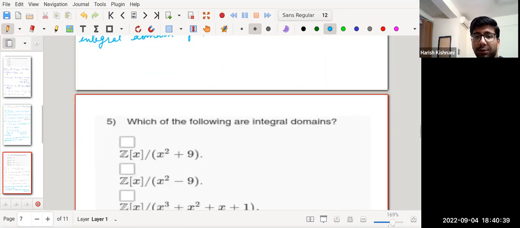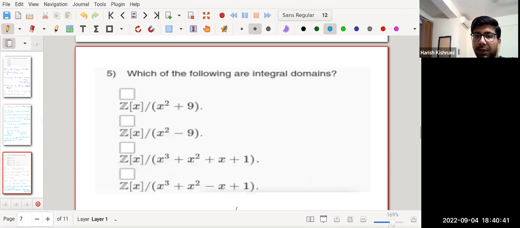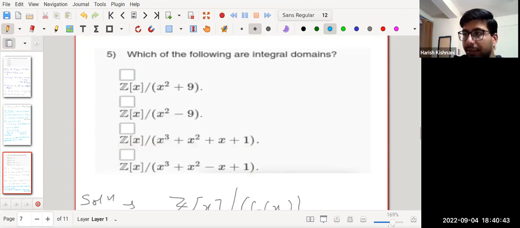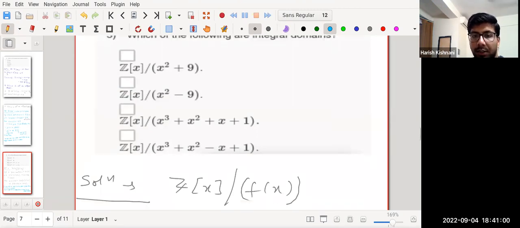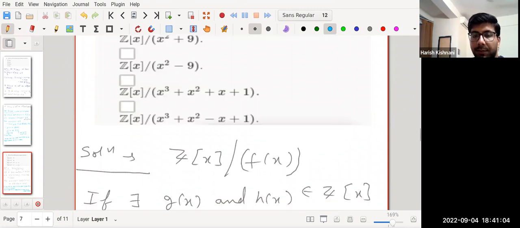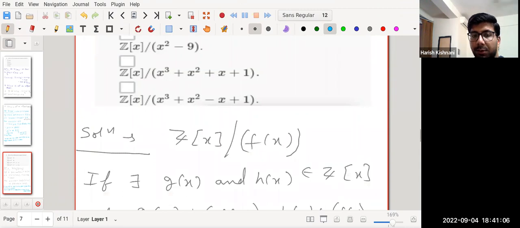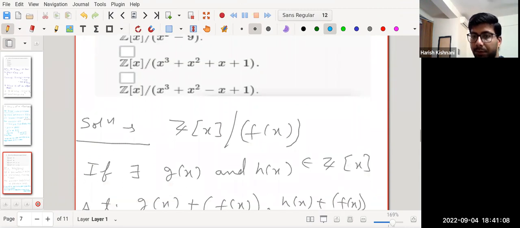Now moving on to the next question. The question is, which of the following are integral domains? First one is Z[x] modulo the ideal generated by x squared plus 9. Second is Z[x] modulo the ideal generated by x squared minus 9. Third is Z[x] modulo the ideal generated by x cubed plus x squared plus x plus 1. And fourth one is Z[x] modulo the ideal generated by x cubed plus x squared minus x plus 1.